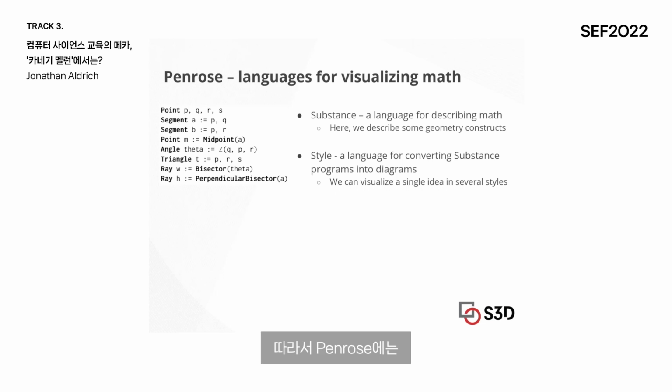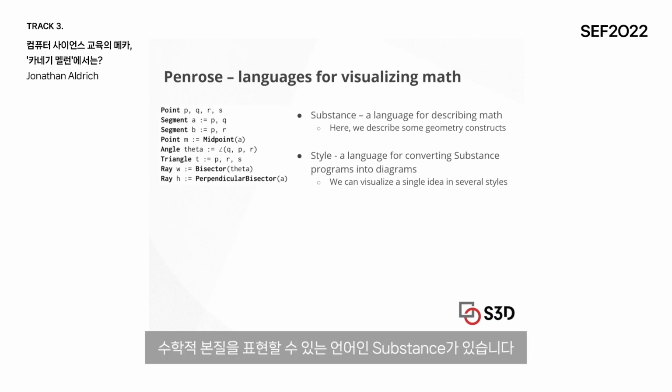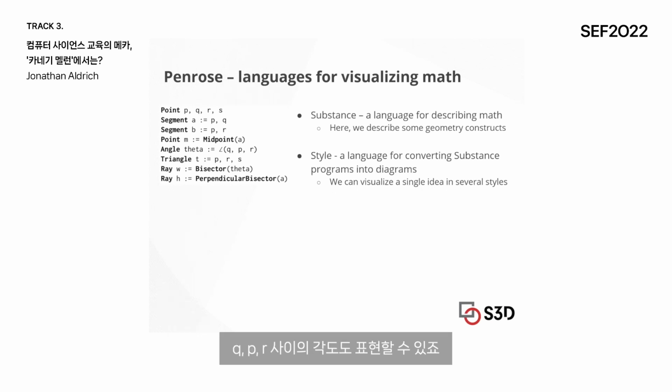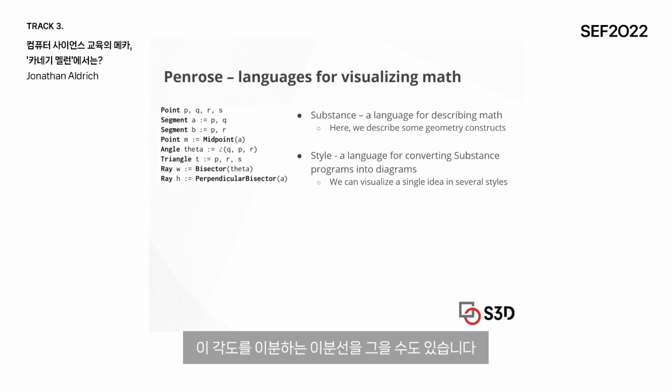So we have a language called Substance, which captures the mathematical substance of an idea. Here we're describing geometry constructs in this program. So in addition to points and lines, we can talk about the midpoint of a line segment. We can talk about angles between Q, P, and R. We can bisect those angles and produce a ray that's at the bisection. We can produce triangles, and so on.